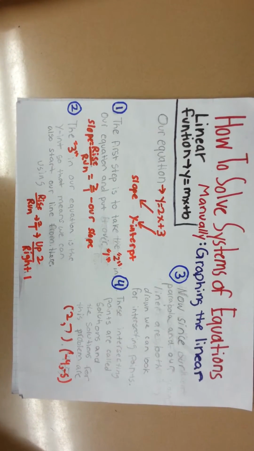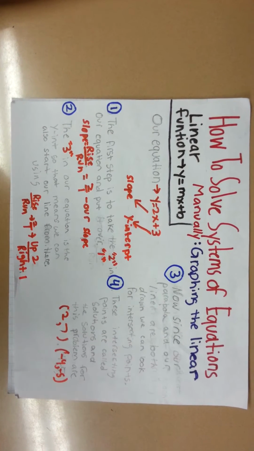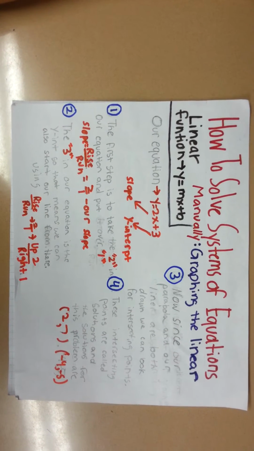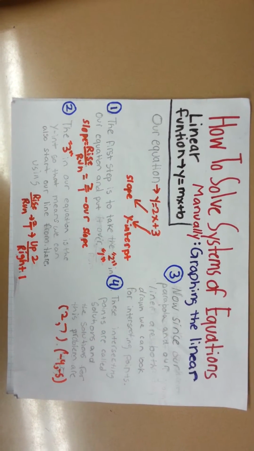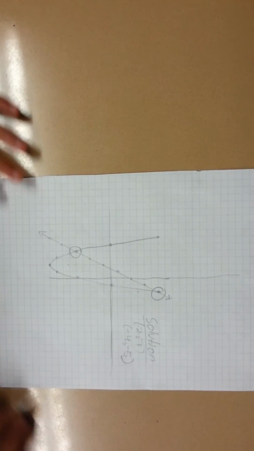Now, since our parabola and our line are both drawn, we can look for intersecting points. These intersecting points are called solutions, and the solutions for this problem are as shown below. And here is the graph.